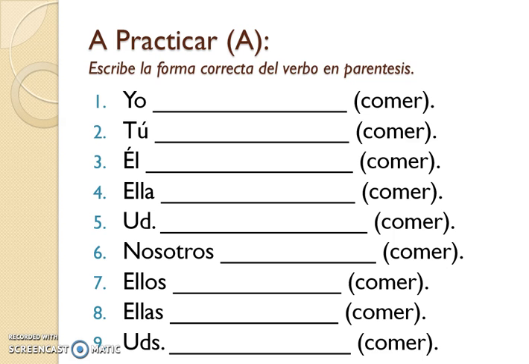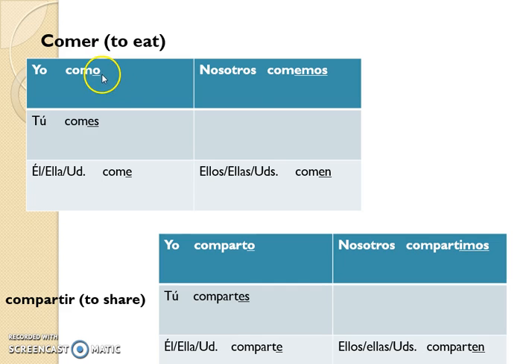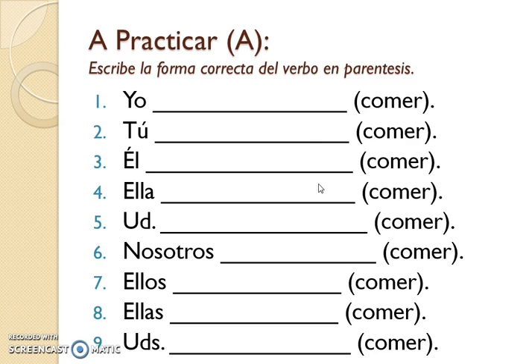Más ejemplos. Let's practice with the verb comer, an ER verb. So again, think of your ER endings. O, es, e, emos, and en. Okay, so take a minute, pause the video, and go ahead and write in the endings according to subject, or conjugate the verb comer according to the subject. For example, the subject is yo, we would write como. Pause the video so that you can do the other 8 sentences.